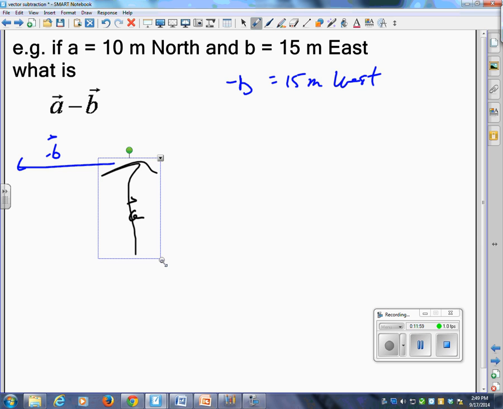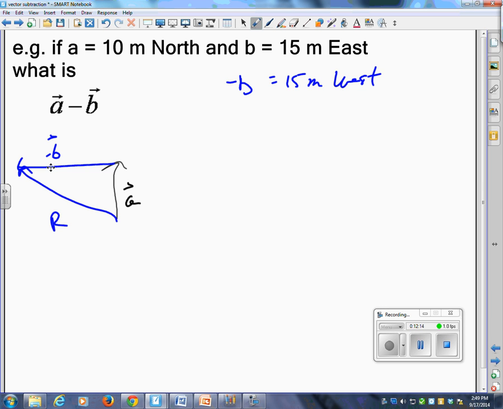Oh, I made it skinny. There. Why didn't you just move it over? I don't know. Okay, so my resultant is from there to there. What's different about this from yesterday? All I did was flip that. That's the only thing that's different.